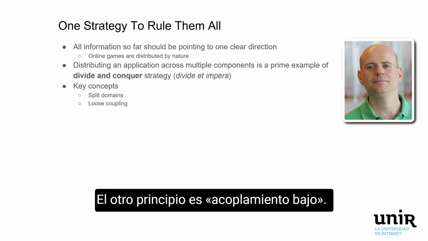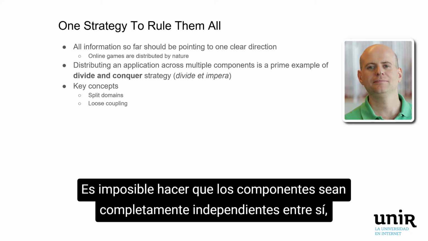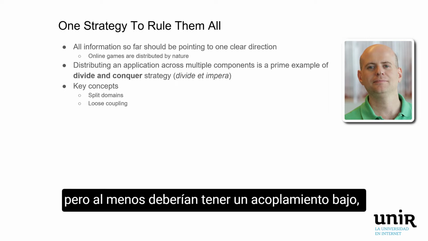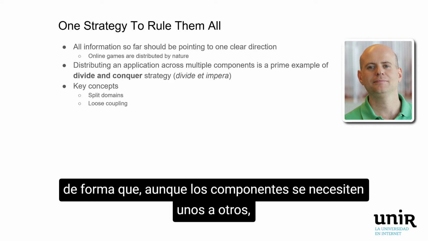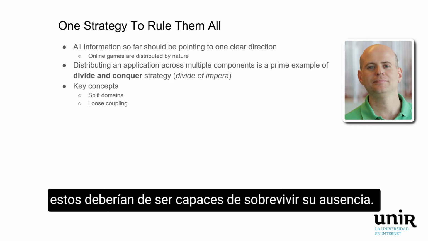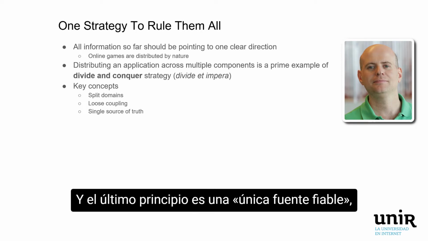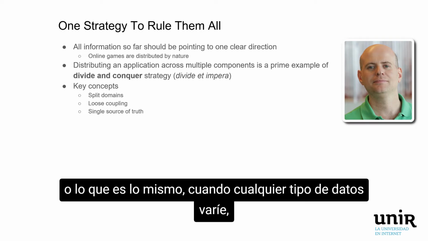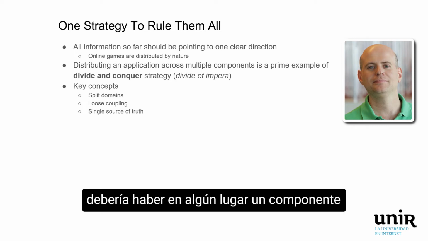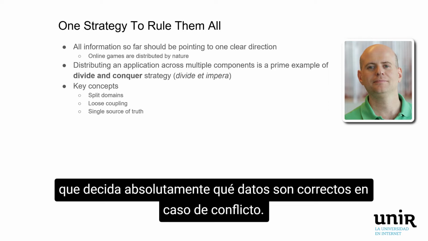The other one is loose coupling. It's impossible to make components completely independent of each other, but they need to be loosely coupled. It means that if components need each other, they should survive the absence of one another, to some degree. And then single source of truth, which means when there is any kind of data, there has to be somewhere a component that absolutely decides which data is correct in case of a conflict.